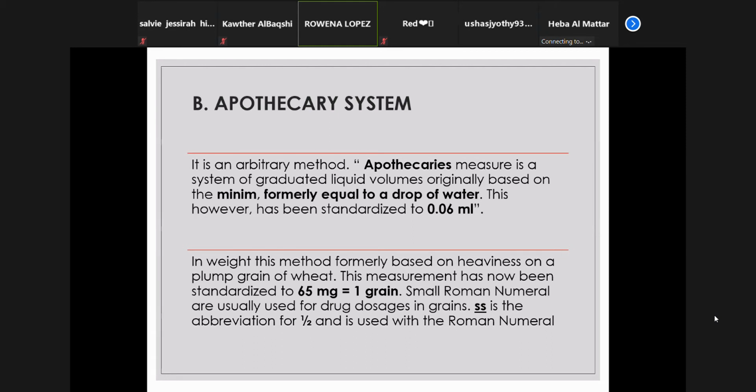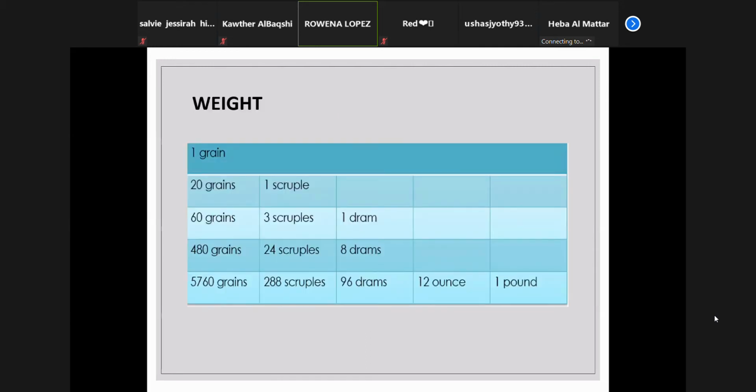So you cannot hear anymore any physician who will ask you, please sister, you have to inject 1 grain of epinephrine. You cannot hear that anymore. Instead, it's actually milligrams. Small Roman numerals are used for drug dosages in grains. S is the abbreviation of 1/2 and is used in the Roman numerals. There are some things that I just wanted you to know, but it's not really necessary for you to take note. But there are things that you can take note of.